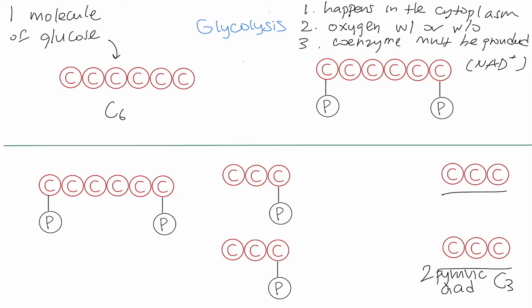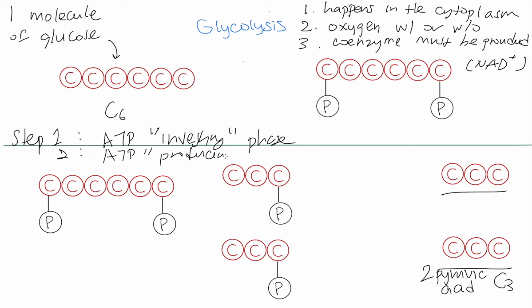There we go. Now, there are 2 major steps we divide glycolysis into. The first one is the ATP investing phase. And the second is the one below, which is the ATP producing stage. Now, of course, there are many sub-steps within each phase, but I simplified the steps for you.